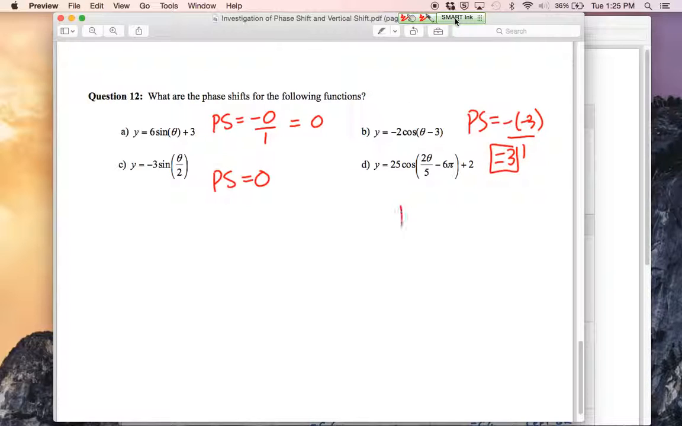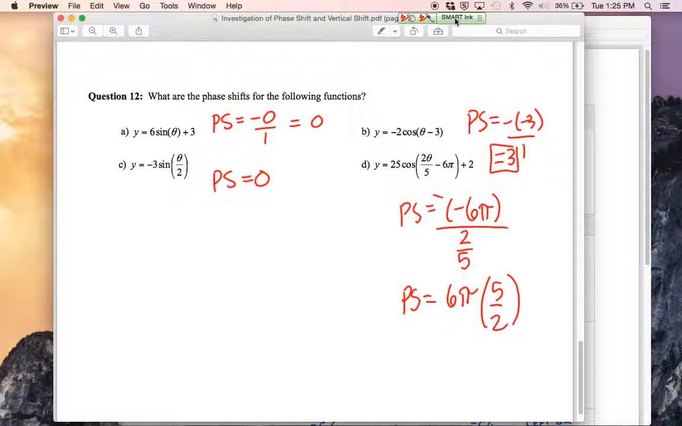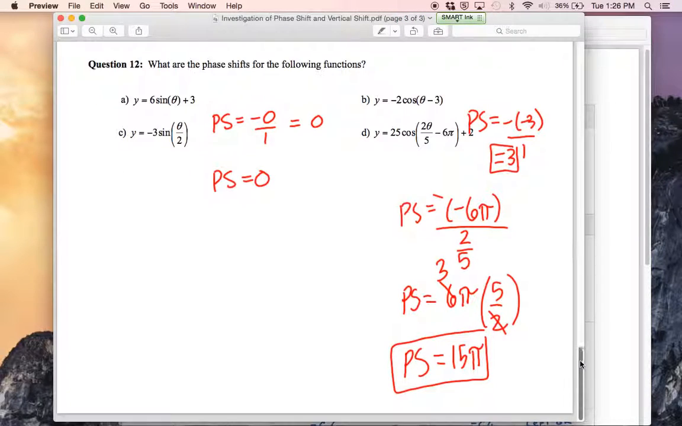And then down here we'll get phase shift is negative 6 pi divided by 2/5. Notice that 2 over 5 is the b value. So phase shift is 6 pi times the reciprocal, so times 5 over 2. 6 divided by 2 is 3. 3 times 5 is 15. So you get phase shift of 15 pi. So that means your function's moving to the right 15 pi radians.